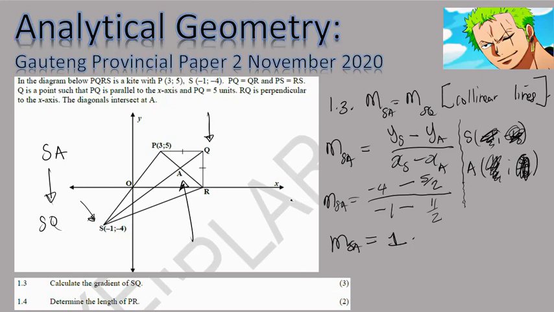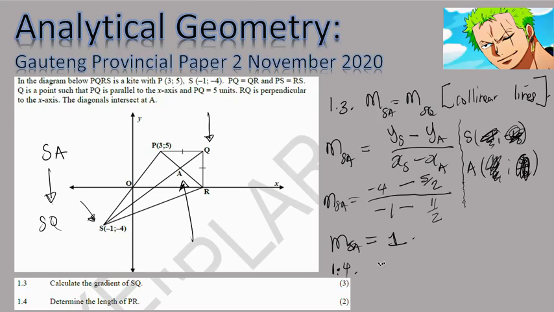Afterwards it says find the length of PR. Now that's 1.4. Hope you're still with me here. Let me save this thing so that it doesn't crash again. Let's wait for it. Perfect.